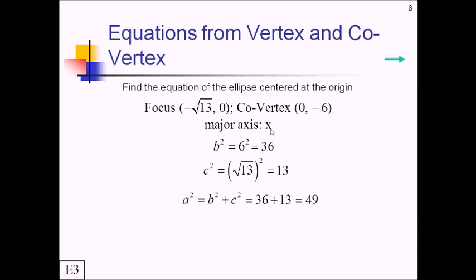Major axis x, so we're going to have x squared over a squared this time. A again goes under the major axis variable, and then y squared this time is going to have the b squared underneath. So x squared over 49 plus y squared over 36 equals 1.